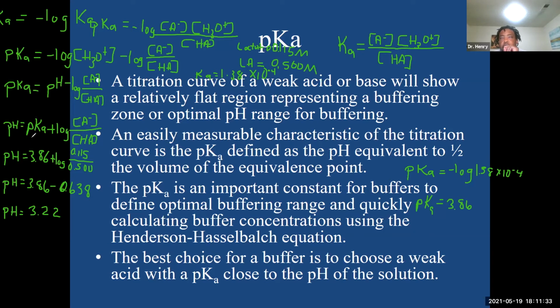The only thing is that we're making an assumption with the Henderson-Hasselbalch equation. We're assuming that we have roughly less than 5% change. If it's less than 5% change, we're going to be okay in terms of the change of the acid to the hydronium ion.